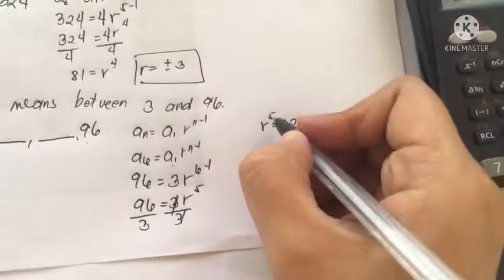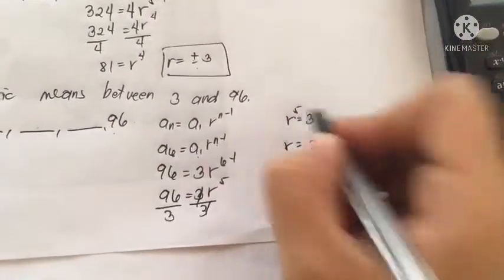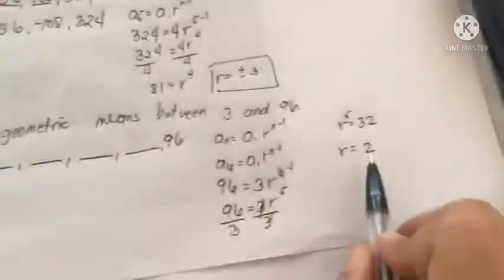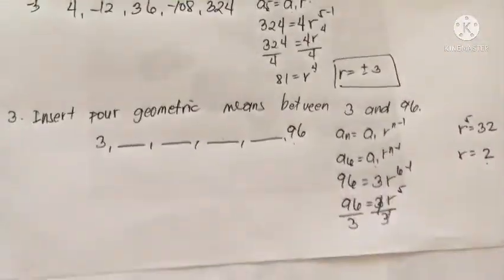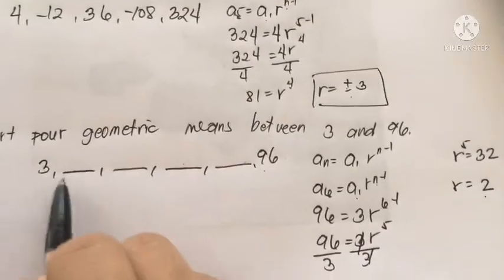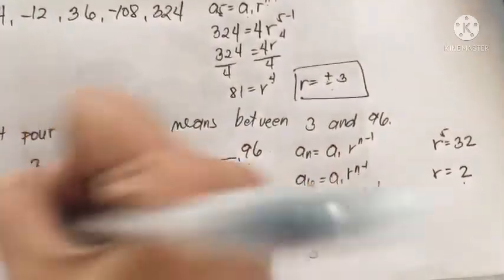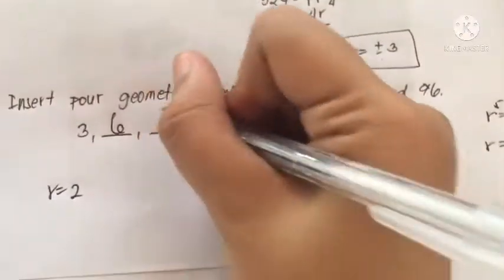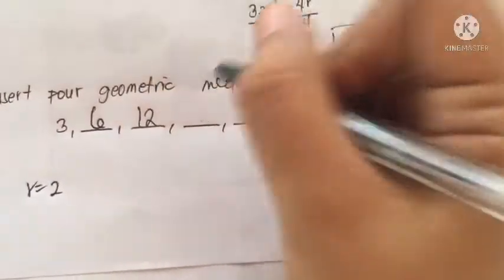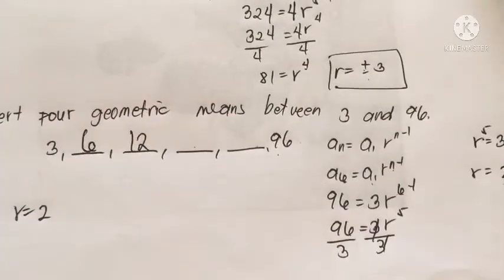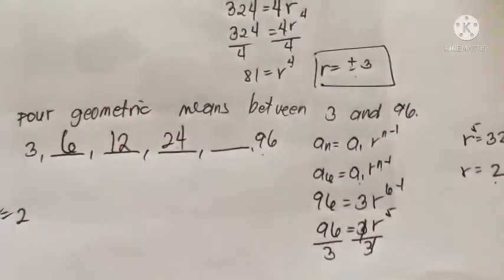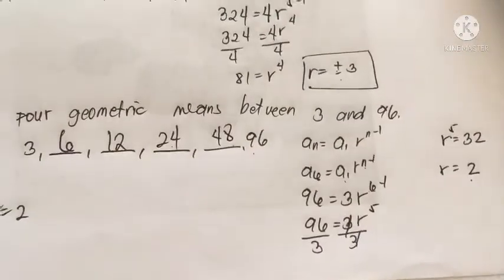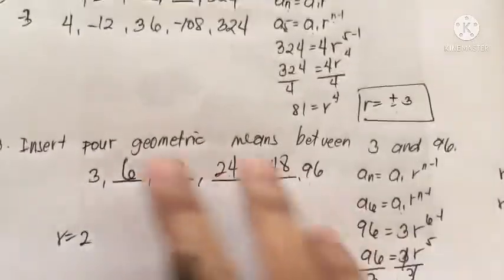Isa lang kasi odd yun, 'di ba? Yung root natin is odd. Kapag odd yung root natin, isa lang. Kapag even, magiging positive tsaka negative. Pwede siyang positive at tsaka negative. Next. So, kung ang ratio natin is 2, gagamitin natin to. 3 times 2, the answer is 6. Times 2, the answer is 12. Times 2, the answer is 24. Times 2, the answer is 48. And times 2, the answer is 96. Okay?